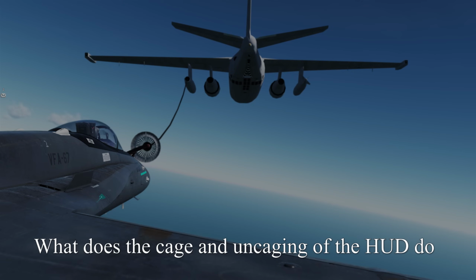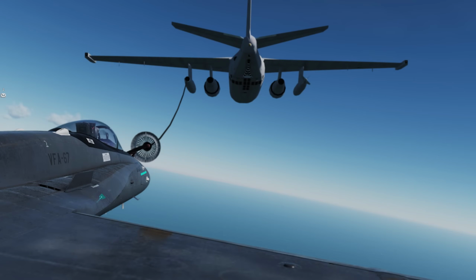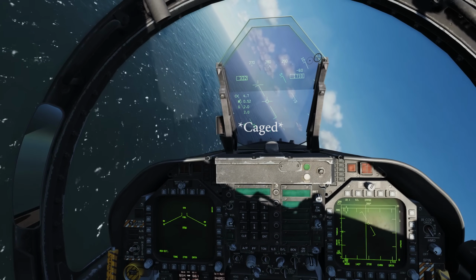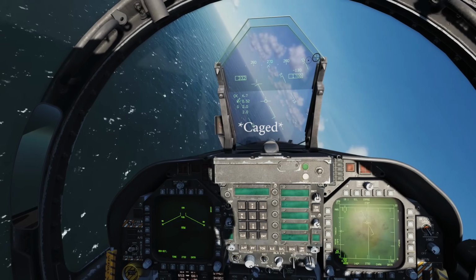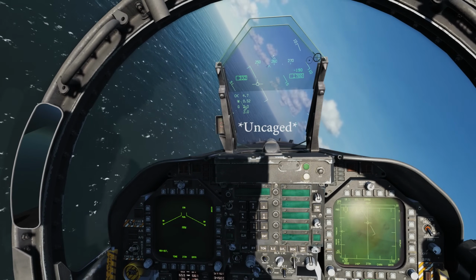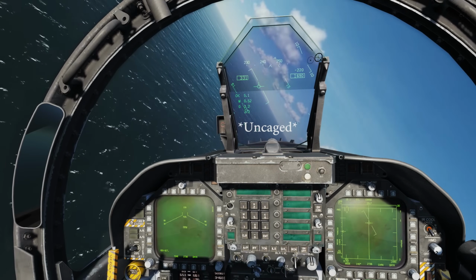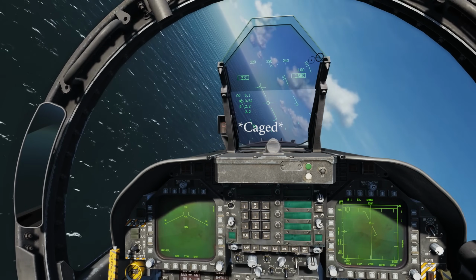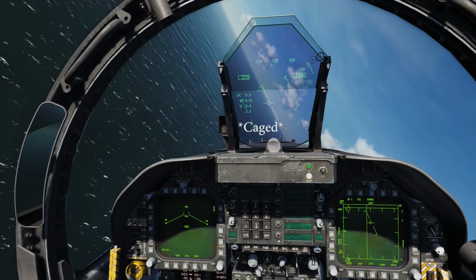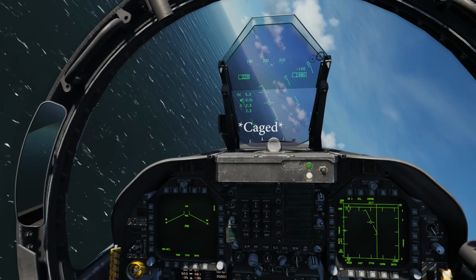What does cage and uncage of the HUD do? When a plane is not flying directly into or away from the wind, the HUD will adjust itself to the right or the left depending on the speed and direction of the wind. Because of this, when in a turn at high AOA, sometimes the velocity vector can fall off the HUD, or just be hard to see.